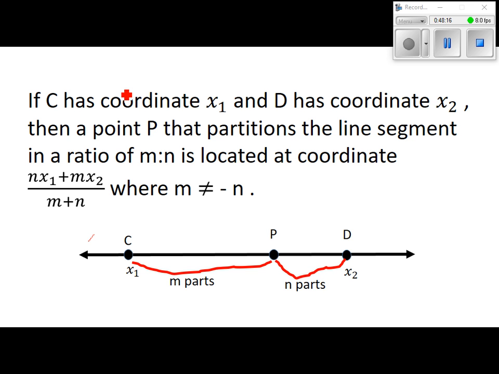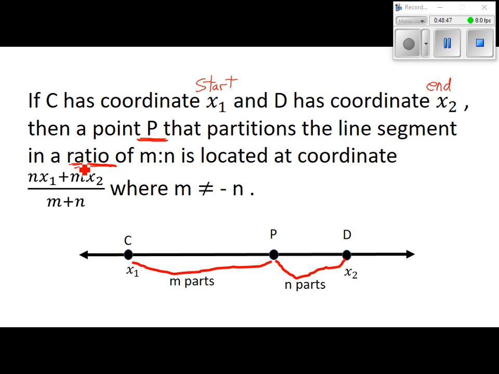All right, on this, if they give it to you a little different, if C has a coordinate of x1, so that's where we're starting. Again, this is your starting point. x1 is just where you're starting, or your initial point. D has a coordinate at x2. That's your terminal point, or your ending point. And you want then a point P, that's where we're going to partition the line segment, where we're going to separate it, and a ratio.